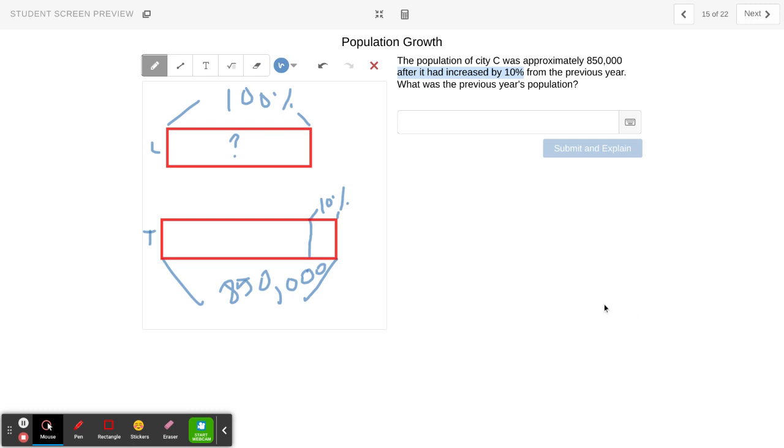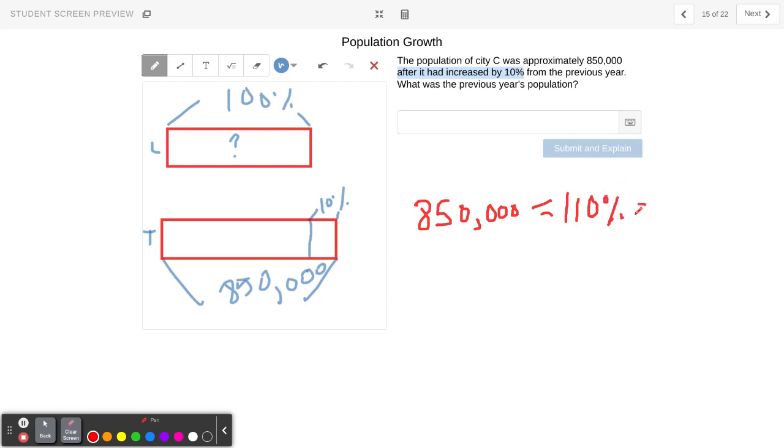So now you have to come to a way of finding this, right? It's a little bit different from the other ones. Okay. Think about what you know. We know that 850,000 is actually equal to, well, this is 110%, right? So it's equal to 110% of the original that we don't know, right? Of X. You could use a variable.